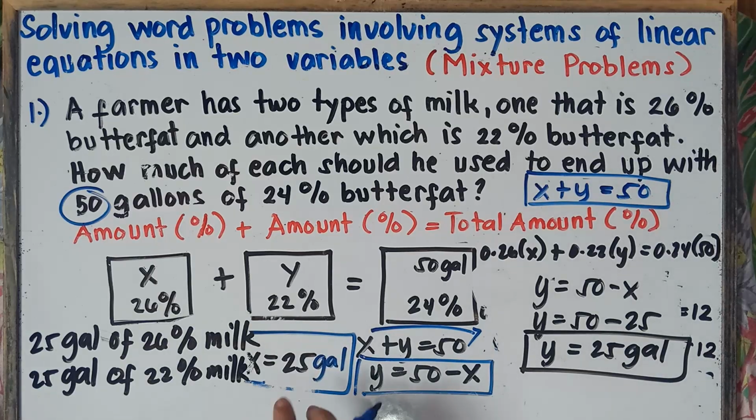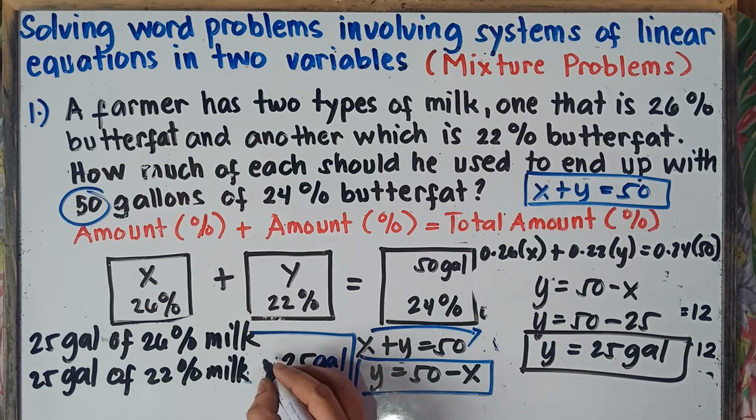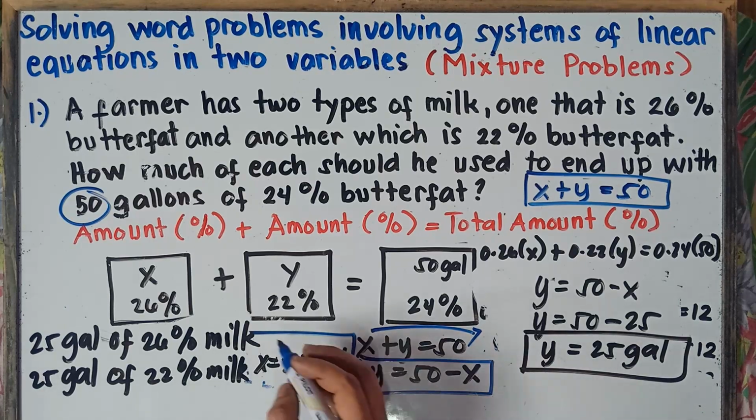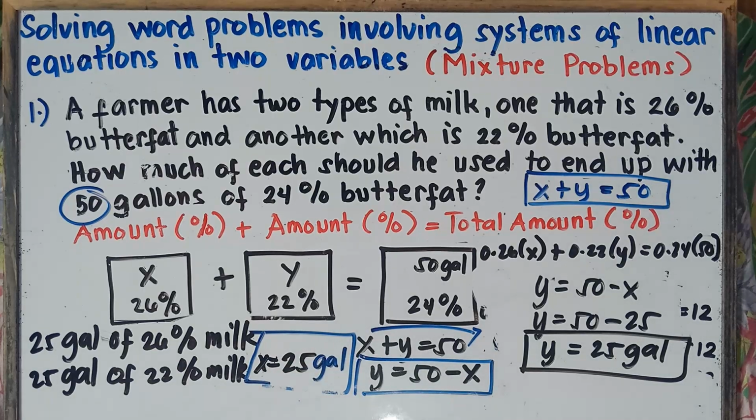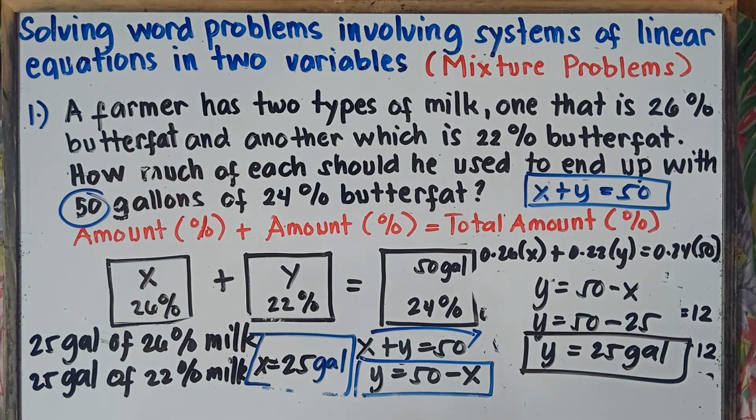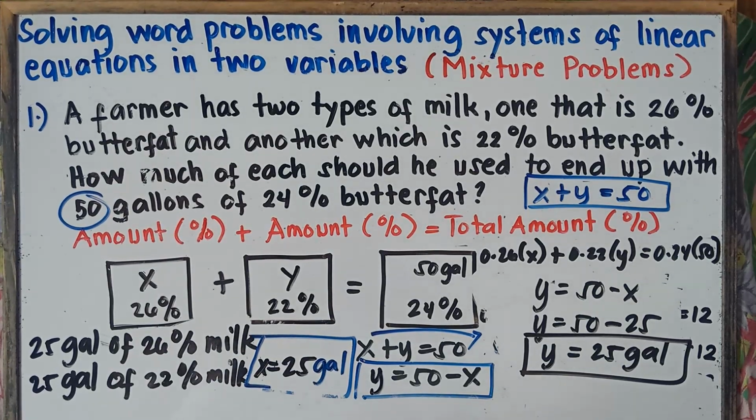And that's it, class. We're all set. Once again, class, the value of x is equal to 25. This will be our conclusion, class: 25 gallons of 26% milk and 25 gallons of 22% milk. That's the answer, class, with regards to example number 1.